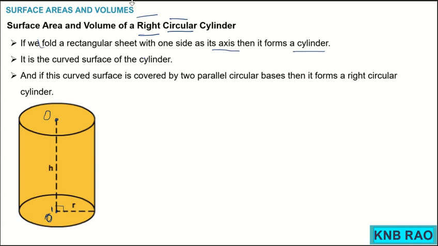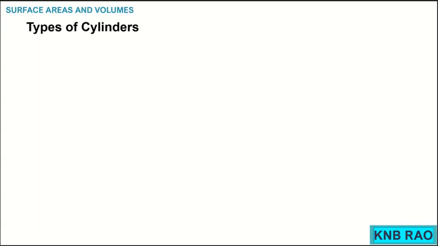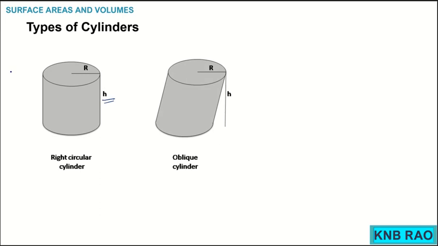Now moving on to the types of cylinders. We have the right circular cylinder, you have already seen. Normally the length of the axis is considered as height, and radius is r, the radius of any base, either top base or bottom. Then if instead of a right angle I have less than a right angle, we call it an oblique cylinder. You could see an oblique cylinder, which is not a right circular cylinder, it's an oblique circular cylinder.